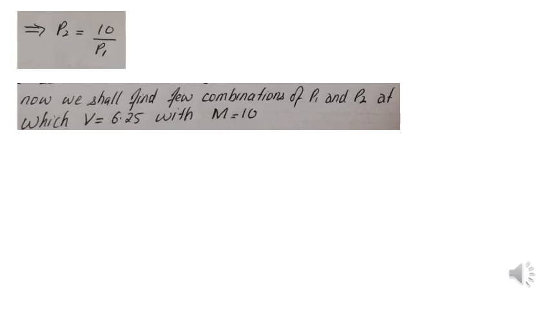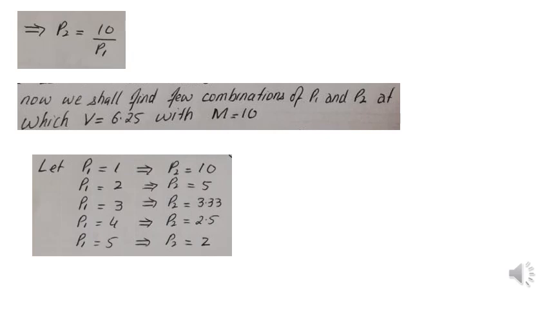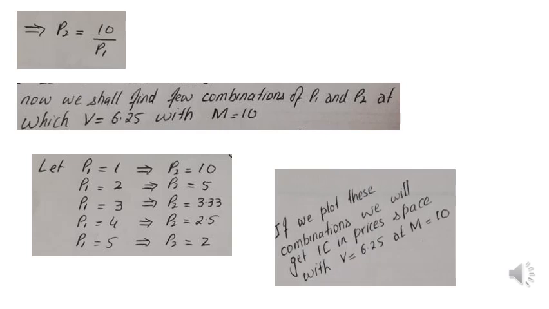For example, if we put P1 is equal to 1, we'll get P2 is 10. If we put P1 is equal to 2, we'll get P2 is equal to 5. And in this way, we got different combinations of P1 and P2. So these are the different combinations of the two prices at which the utility level, the indirect utility, is 6.25 when the income is 10. Now, if we plot these combinations of prices, then we'll get the indirect indifference curve.